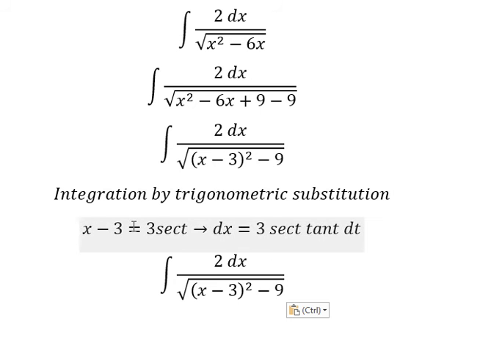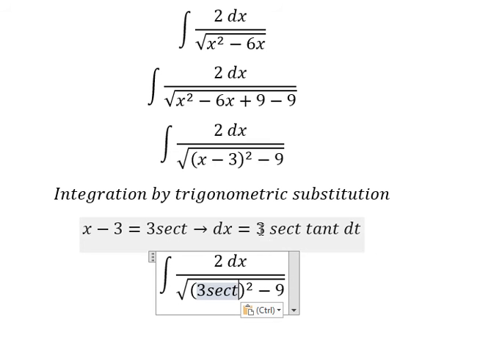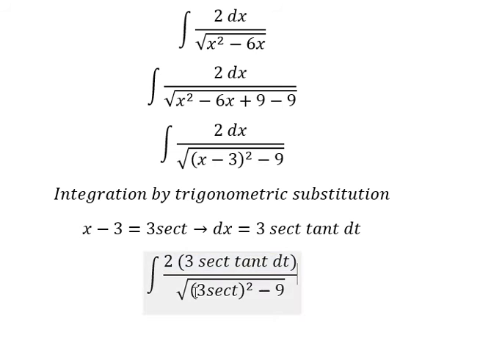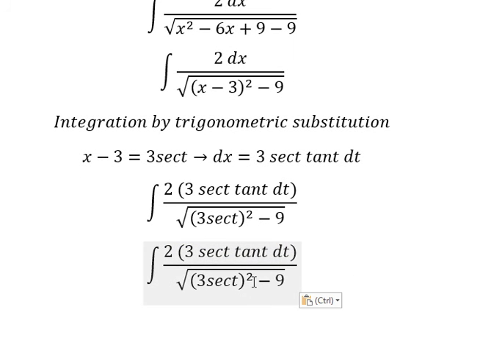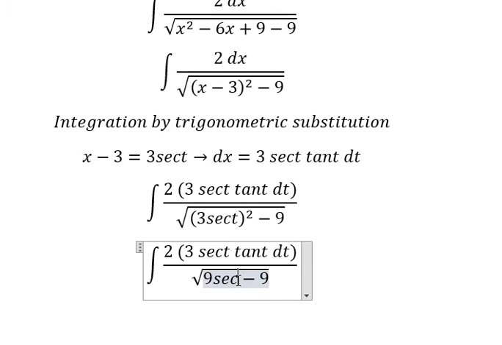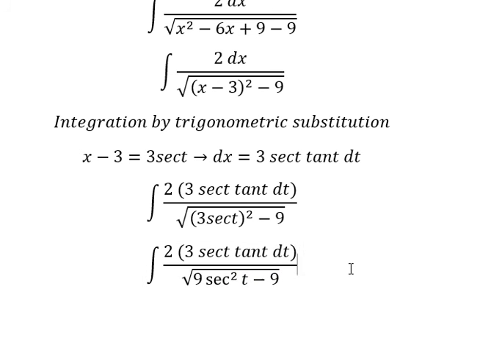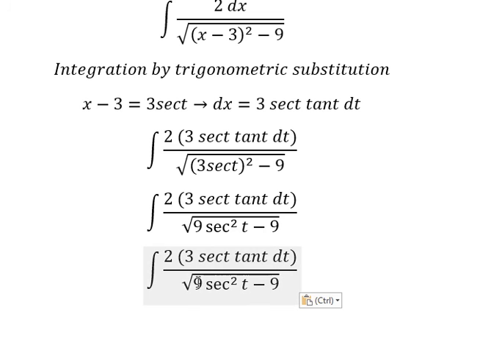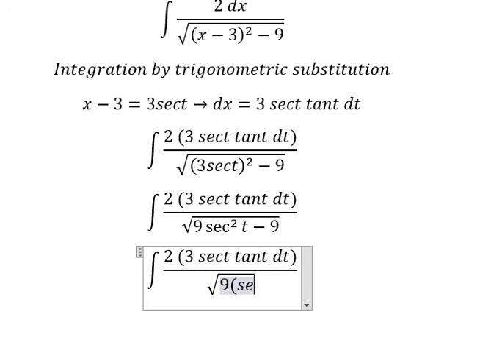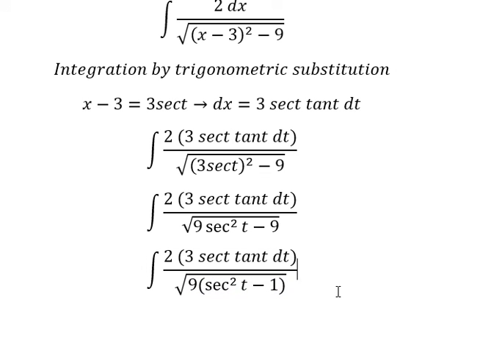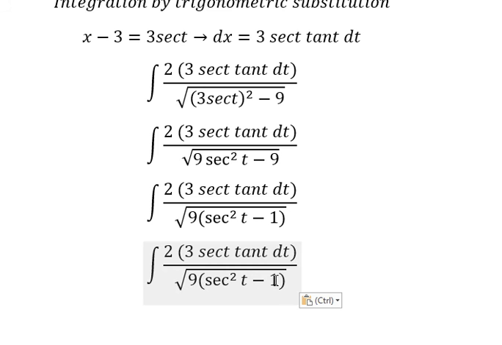So I need to put this one in here. ds we change by this one. So this one we have 9 secant of t square. Number 9, we can do factorization. We have secant of t square minus 1. So I need to change secant of t square minus 1 into tan t square.